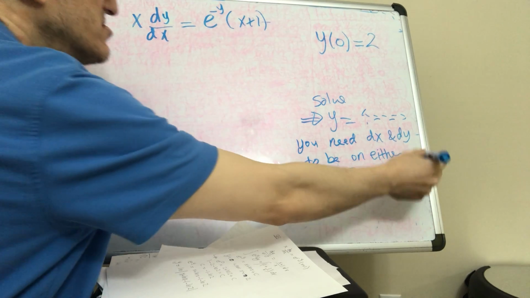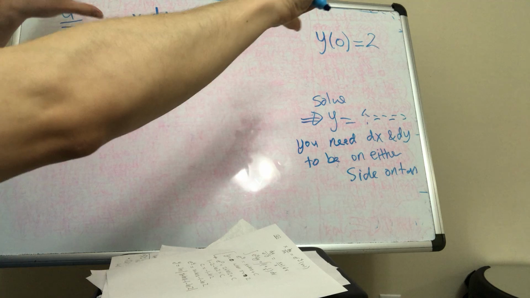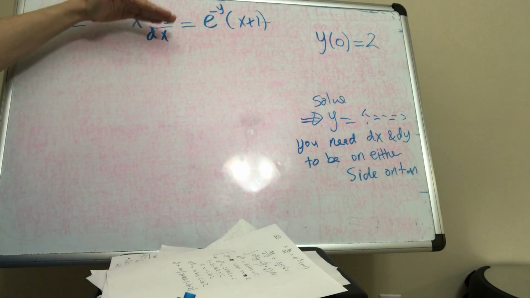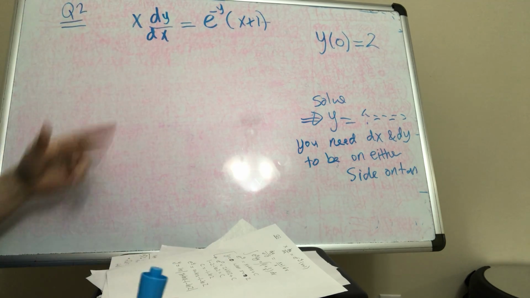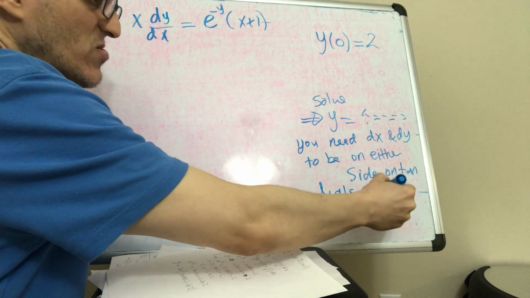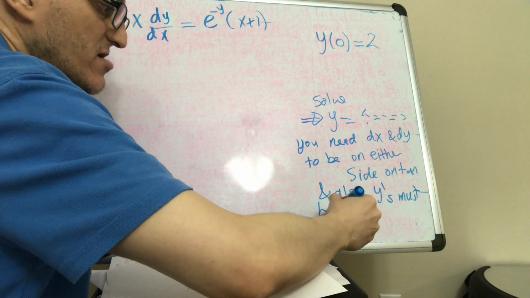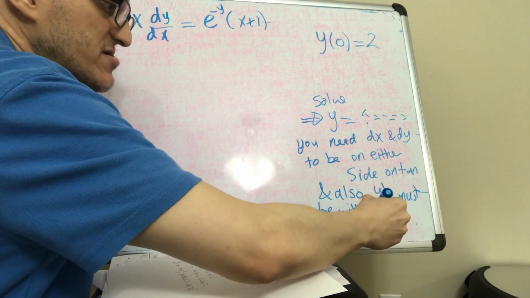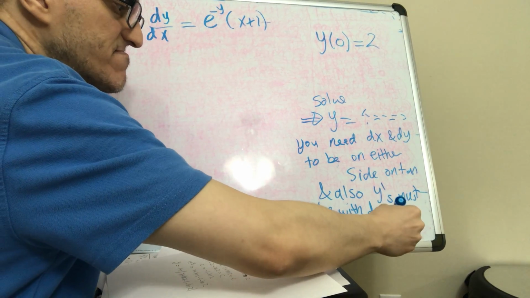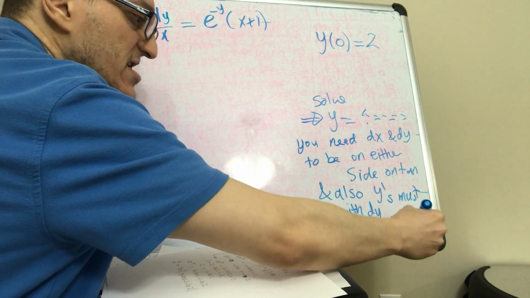So you need dy and dx both of them, one is on one side and the other on the other side, and they gotta be on the top. You can't have them in the bottom. And also, the y's must be with dy, and x's must be with dx.